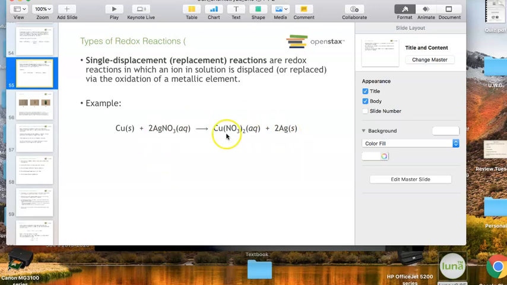So here we see copper being oxidized, silver being reduced. In general, that's going to happen when one metal is oxidized, the other is reduced, or vice versa. So you're not going to see both of them being oxidized or both of them being reduced.